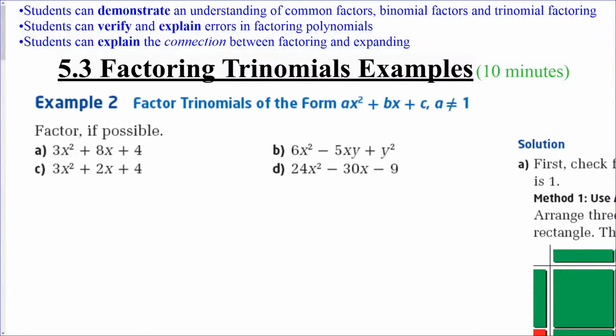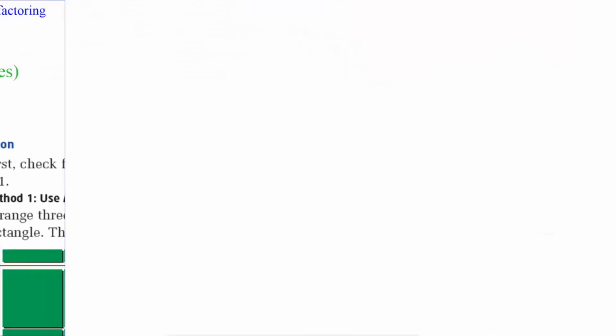Let's try out example number 2 now. In example number 2, a is not equal to 1. Suddenly things get a little bit trickier. We're still factoring trinomials, but since the a isn't equal to 1, we have to change things up just a little bit. So once again it says factor if possible. And we have 3x squared plus 8x plus 4.